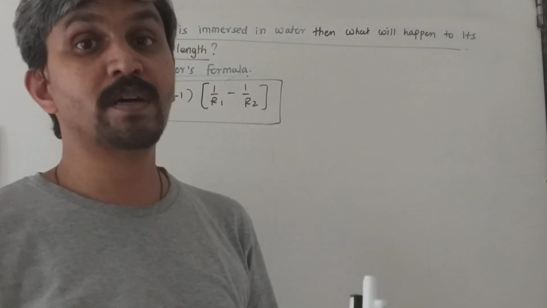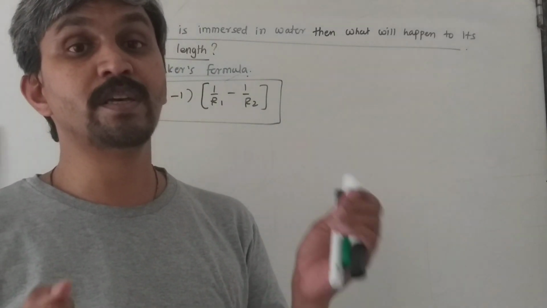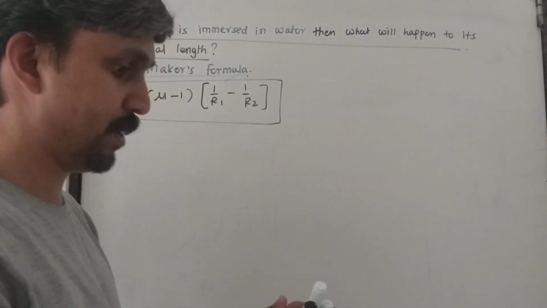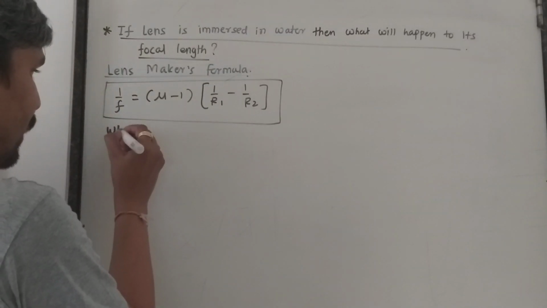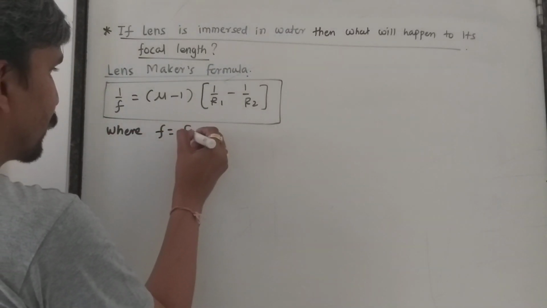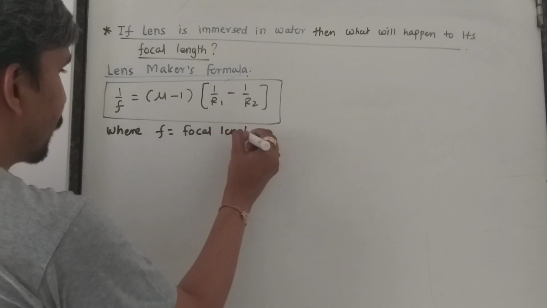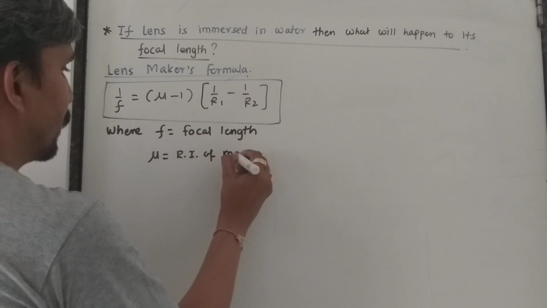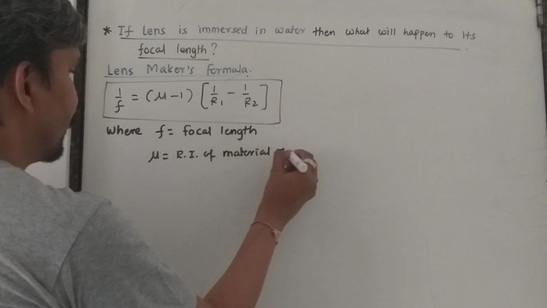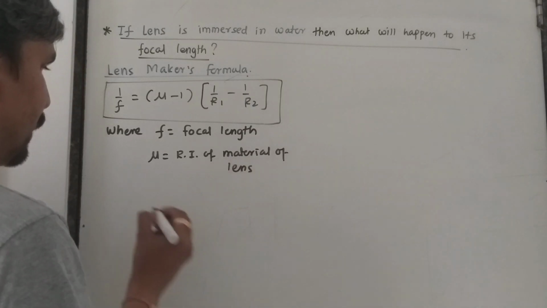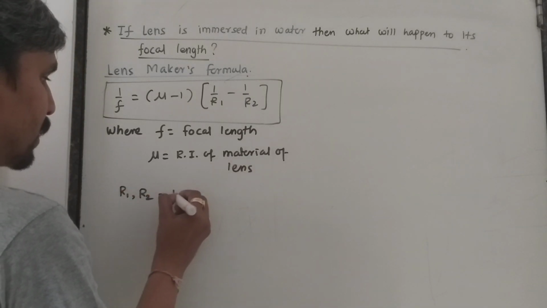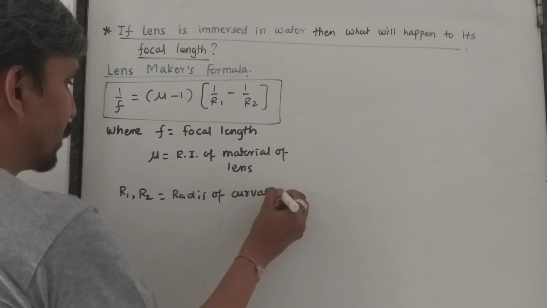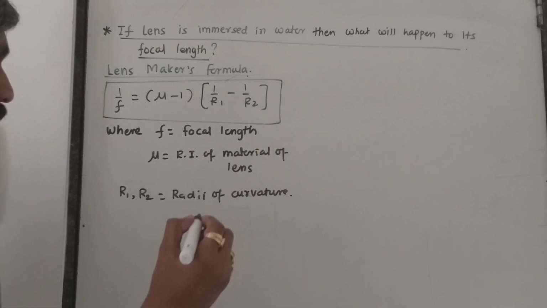This lens maker's formula is utilized by manufacturers when they manufacture any kind of convex or concave lens. They have to consider this formula. So what is f here? f is called the focal length. Mu is nothing but the refractive index of the material of the lens. And third, R1 and R2 are called the radii of curvature.